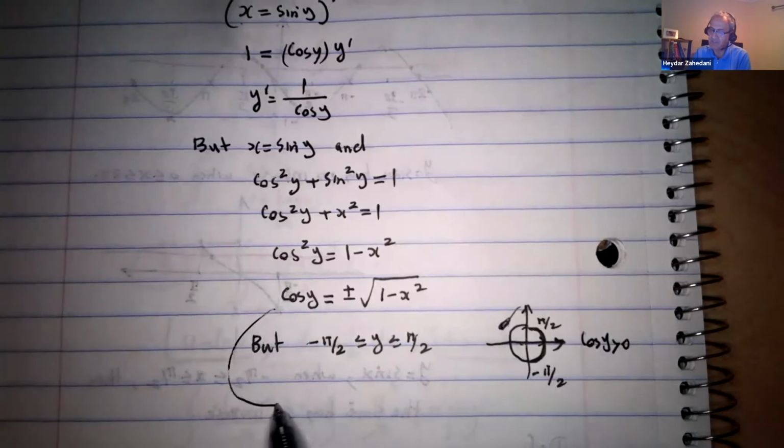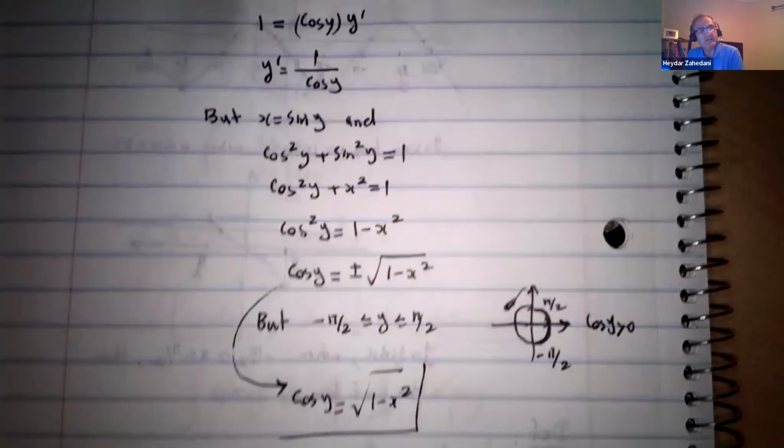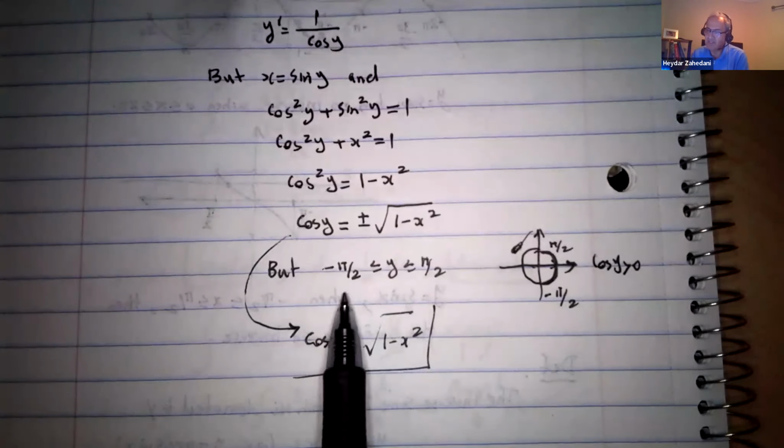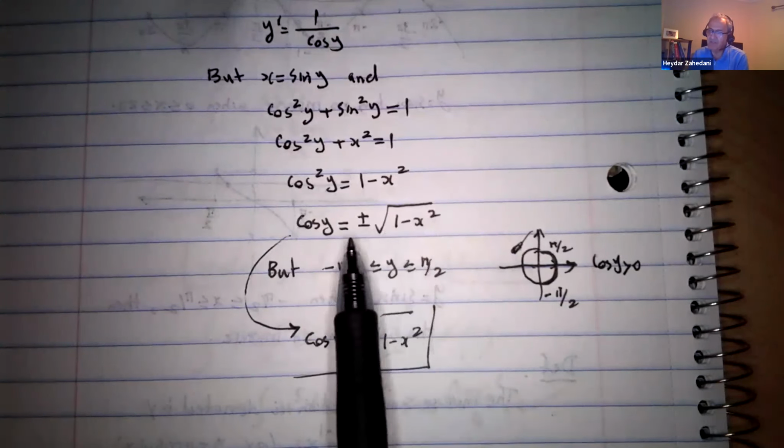Therefore, cosine of y is going to be equal to the square root of 1 minus x squared only. Okay, that's why we pick this domain for the inverse function, because of this type of idea.